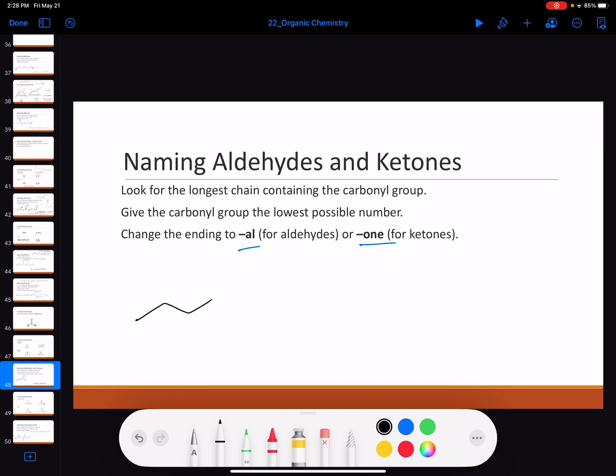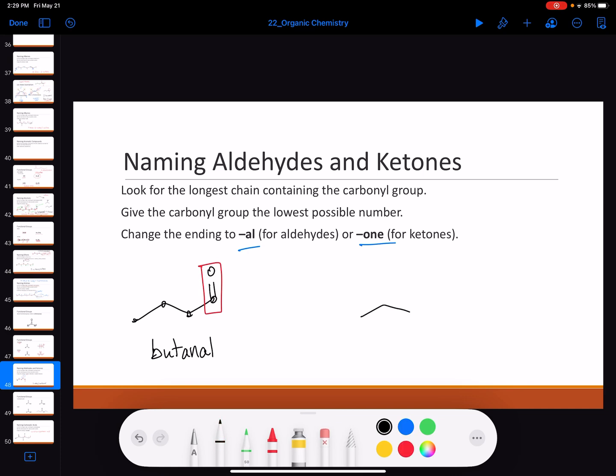Let's say I've got a molecule like this. Here I've got 4 carbons: 1, 2, 3, 4. So that would be butane. But it's an aldehyde, so it's butanal. I know it's an aldehyde because the carbonyl is on the end of the molecule. And because aldehydes are always at the end of the molecule, I don't have to specify 1-butanal because it's always at position 1.